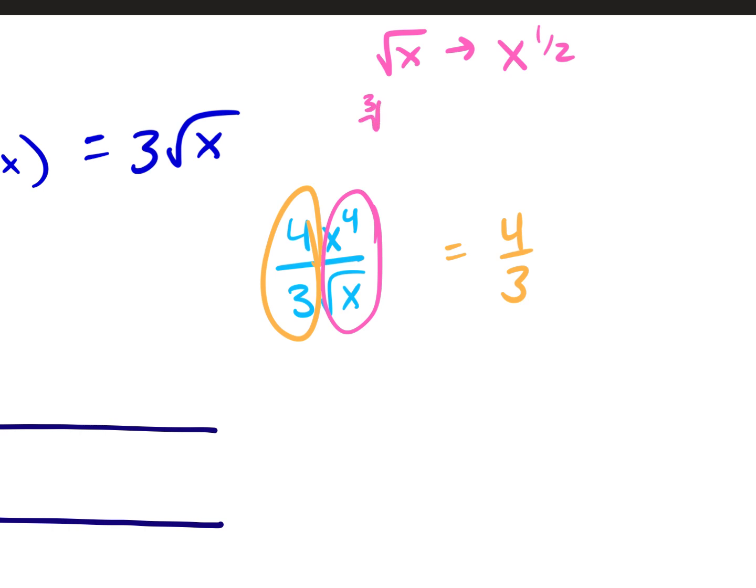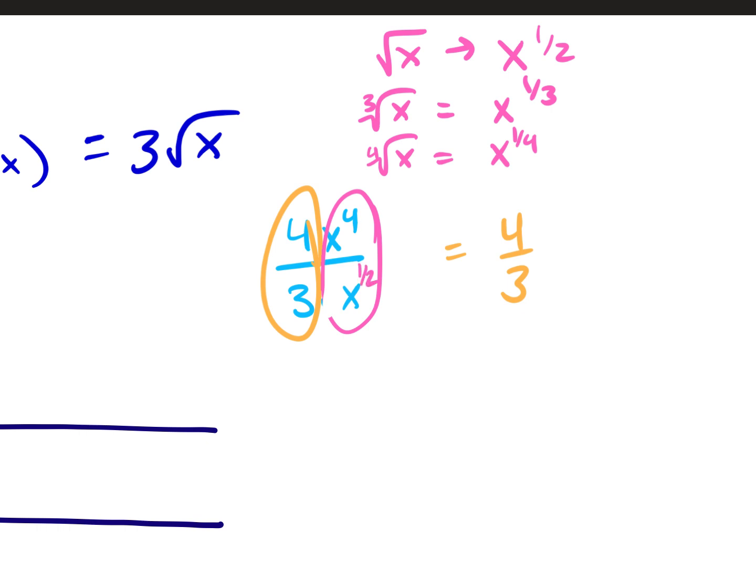What if I had like the cubed root of x? That would be x to what power? To 1/3 power. If I had the 4th root of x, that would be x to what power? 1/4 power. So it's important to know how to go back and forth between the two. So here, I'm going to change the radical to be x to the 1/2 power.